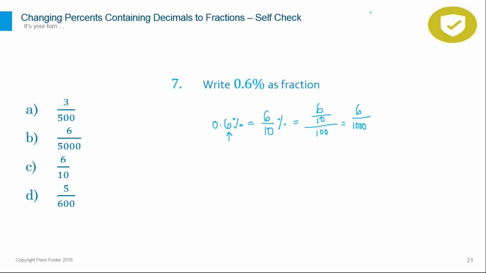And then simplify, divide over 2, and divide over 2, and that would be 3 over 500. Nothing goes into both 3 and 500. That would be your final answer. 3 over 500 is the same as saying 0.6%.